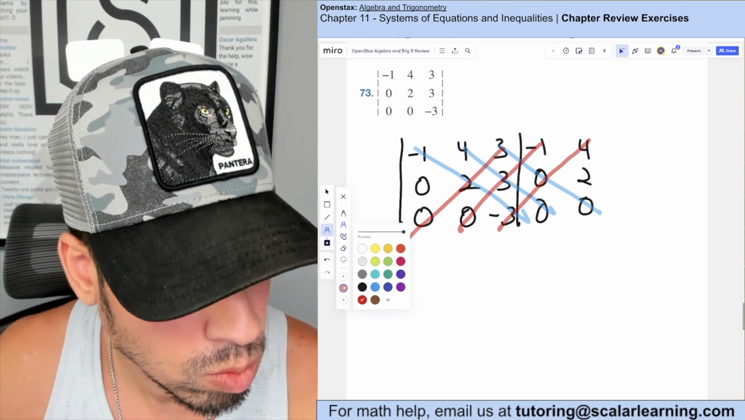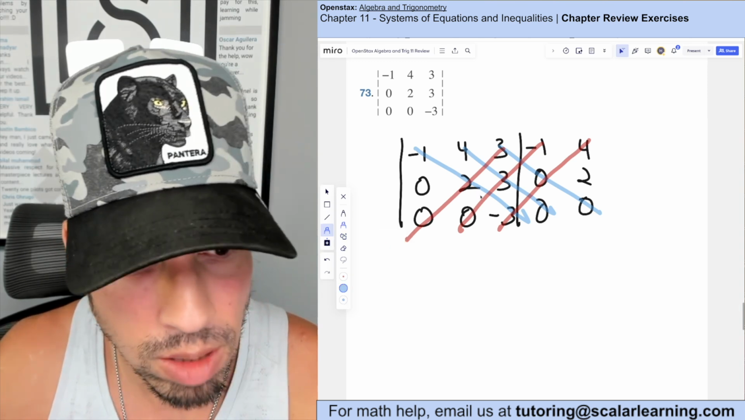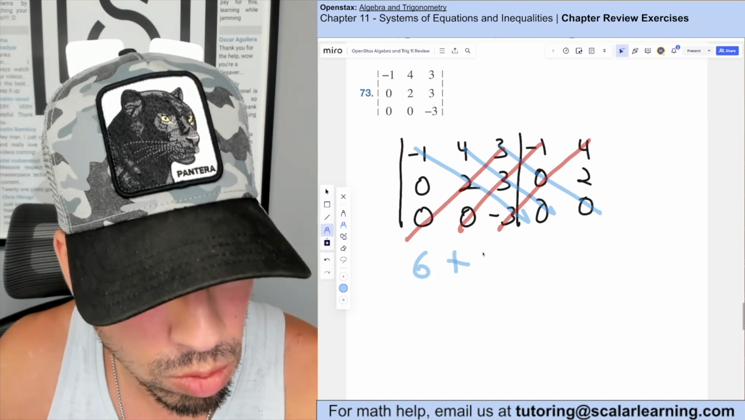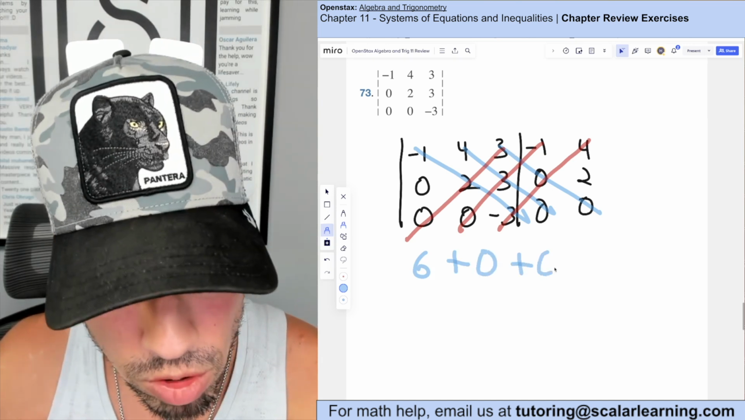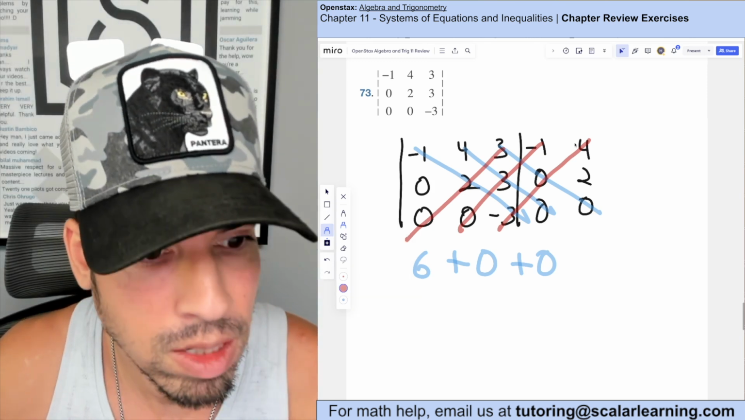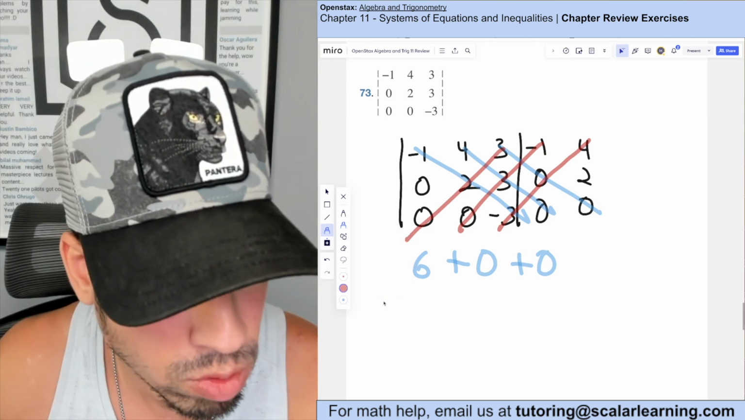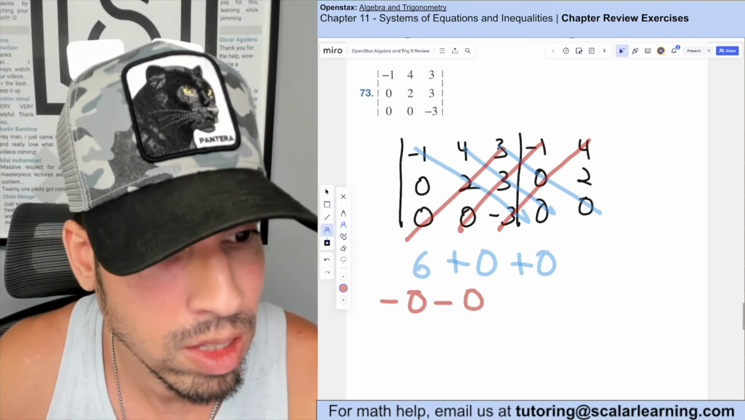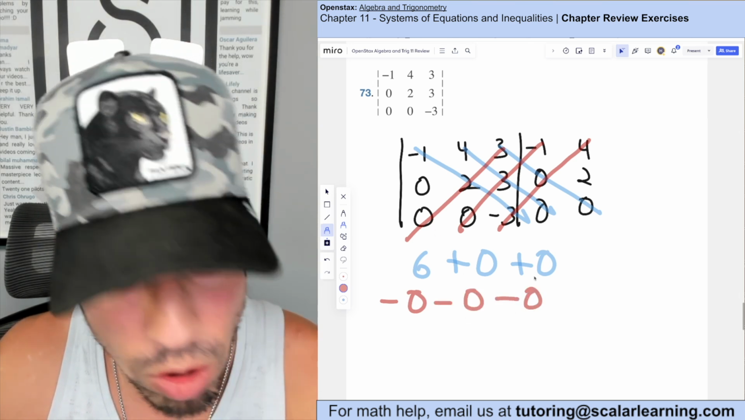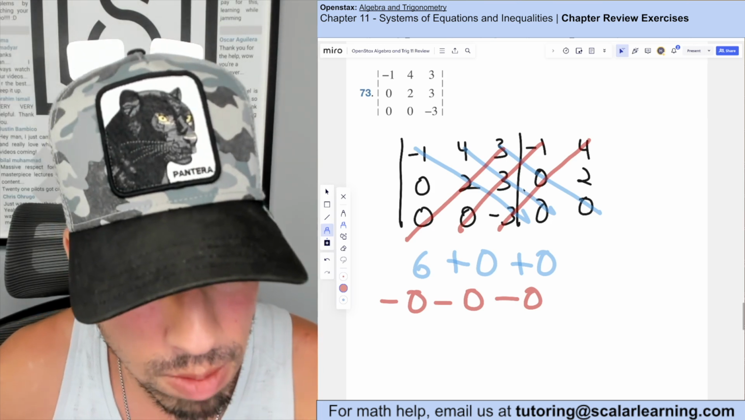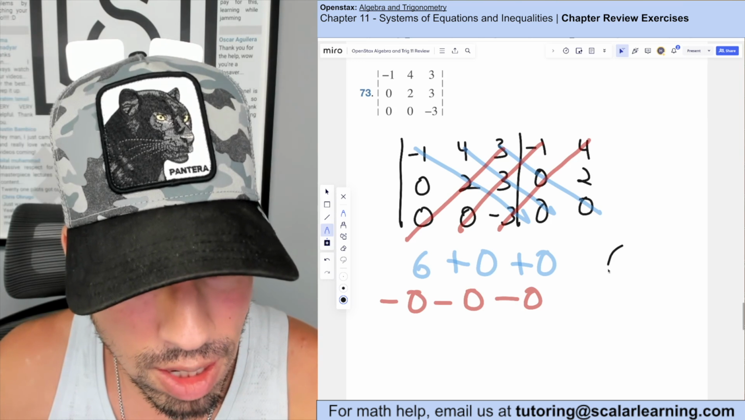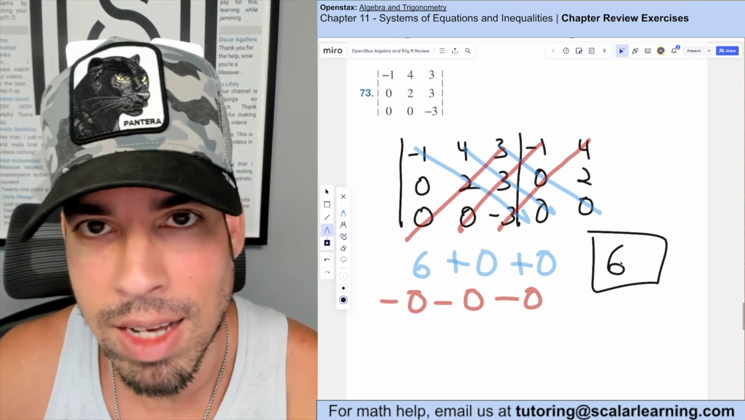Okay, so using the color coding, we got negative 1 times 2 times negative 3, which is positive 6, plus 4 times 3 times 0, which is 0, plus 3 times 0, which is 0. Now coming back the other way, we got 4 times 0 times negative 3, which is 0, negative 1 times 3 times 0, which is 0, and then 3 times 2 times 0, which is 0. So you can see when there's a 0 in the mix, it just zeroes out. So when you combine everything, we just get a nice 6 for the determinant. That's how you do it.